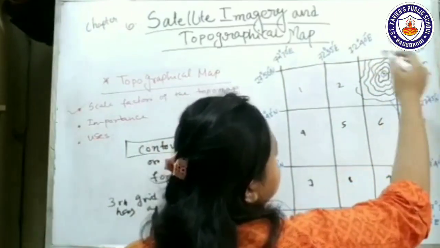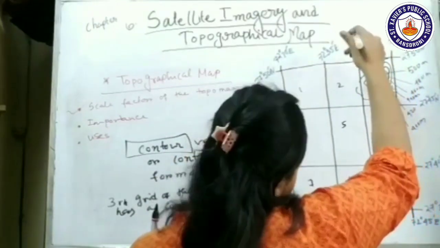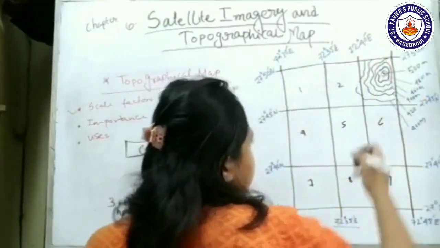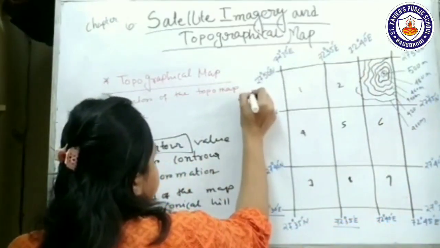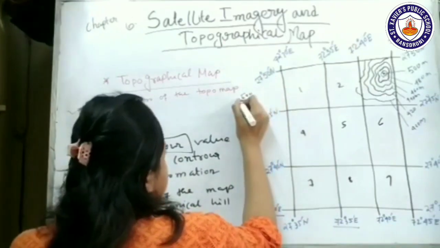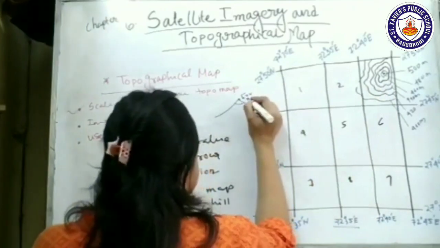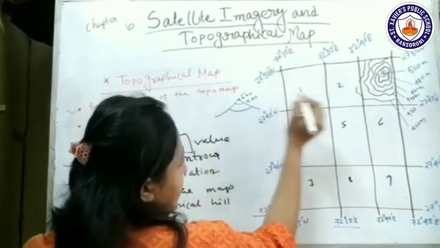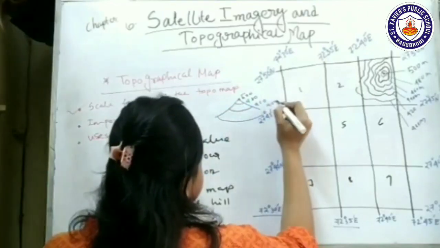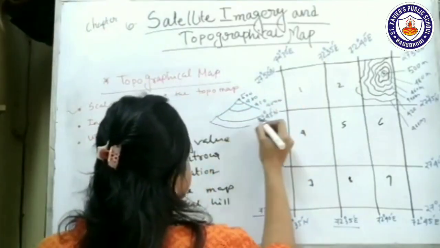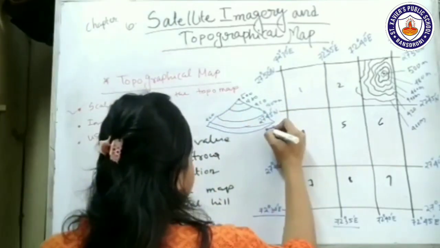The height of the conical hill is 500 meter, and if you draw a section line of that portion, you see that this is the 500 meter conical hill value, and this contour value shows 480 meter, 460 meter, 440 meter, 420, and the last one is 400 meter.